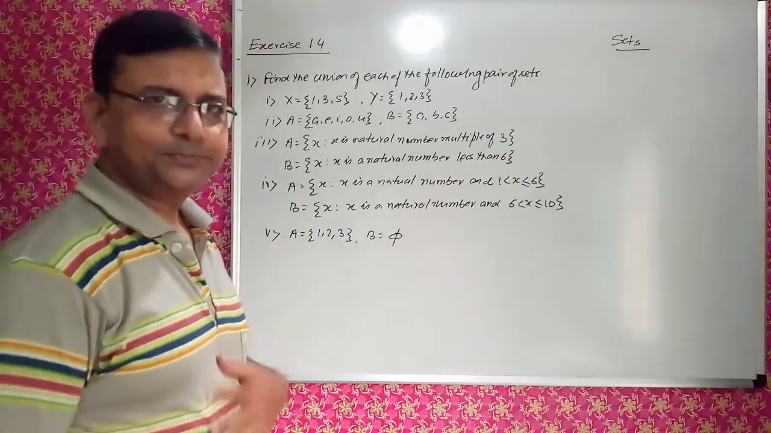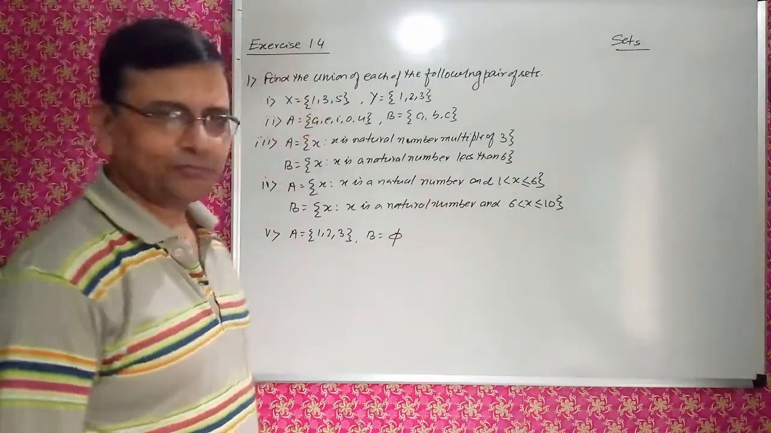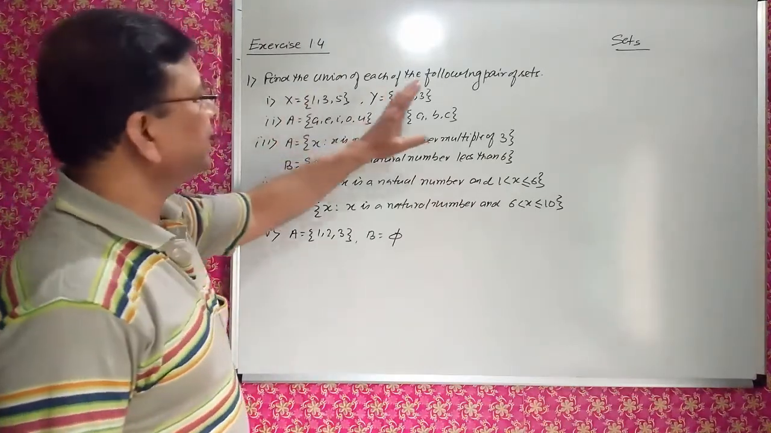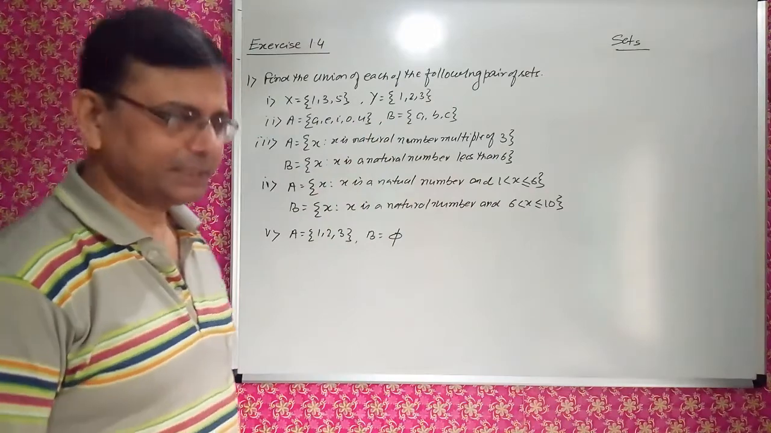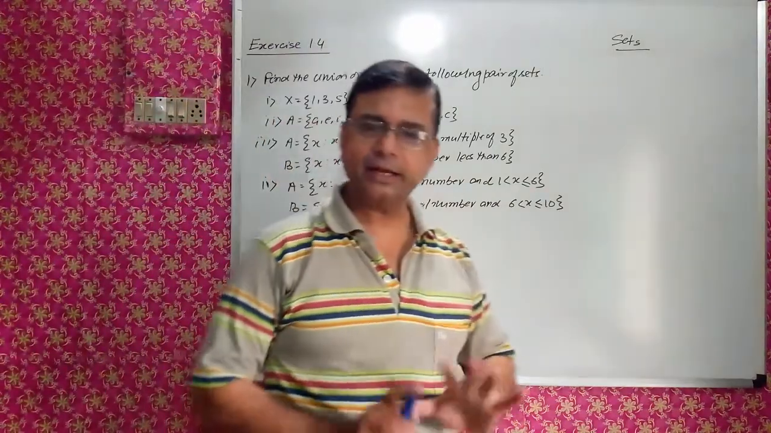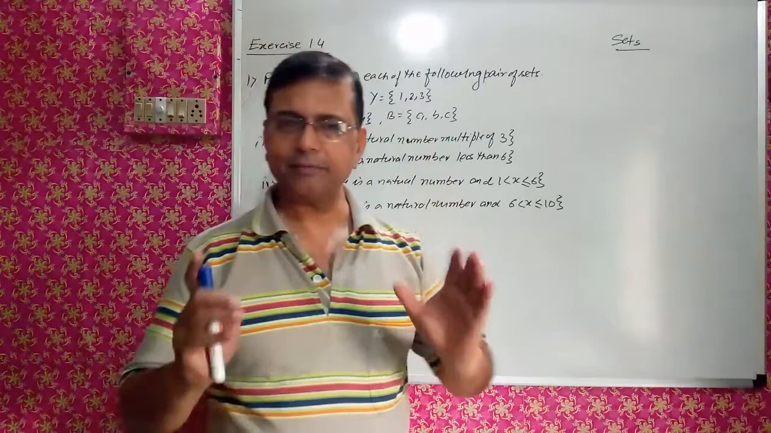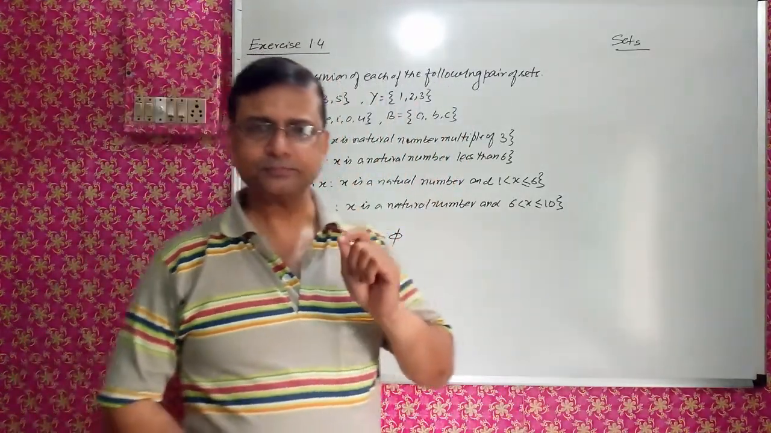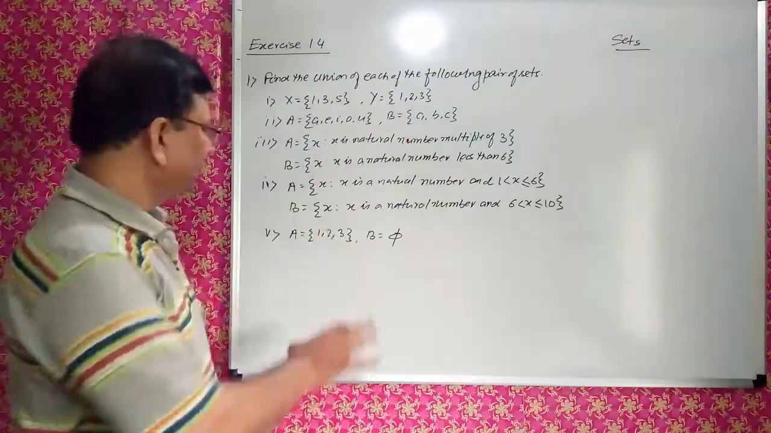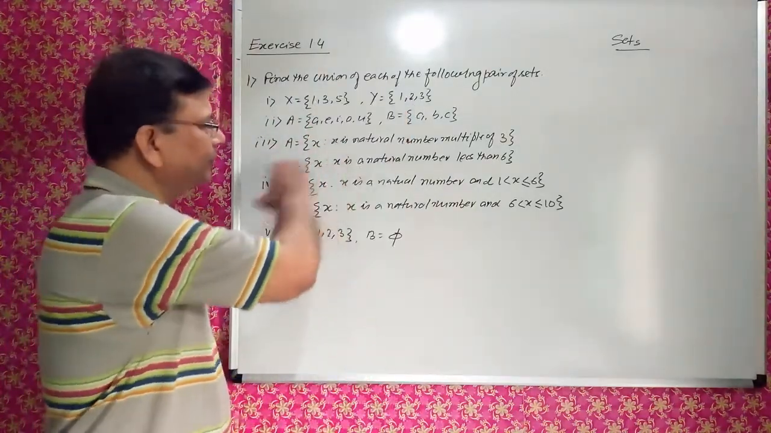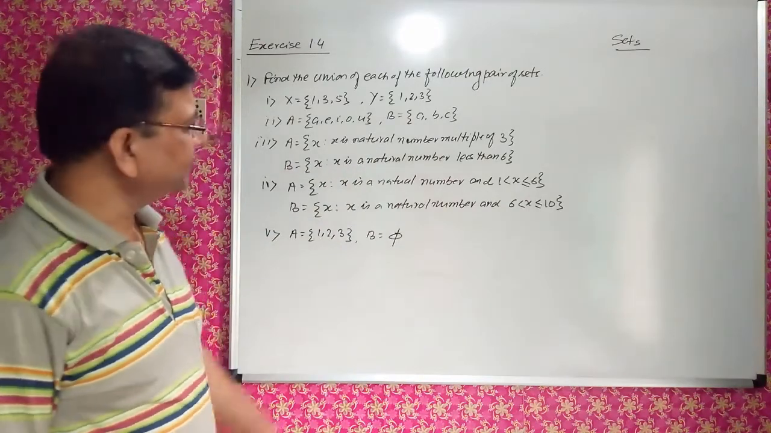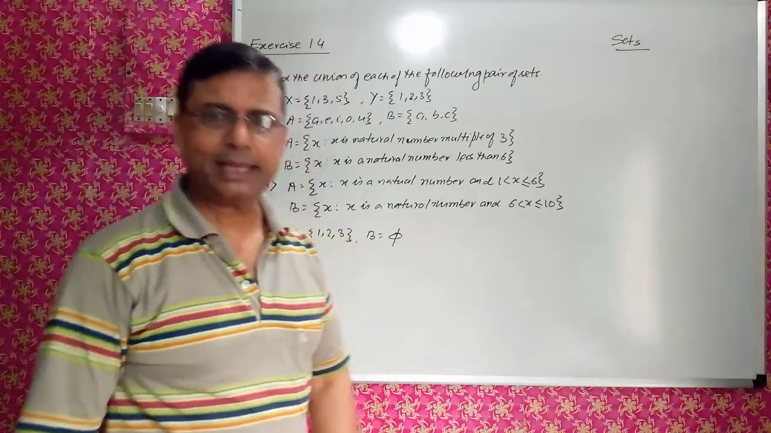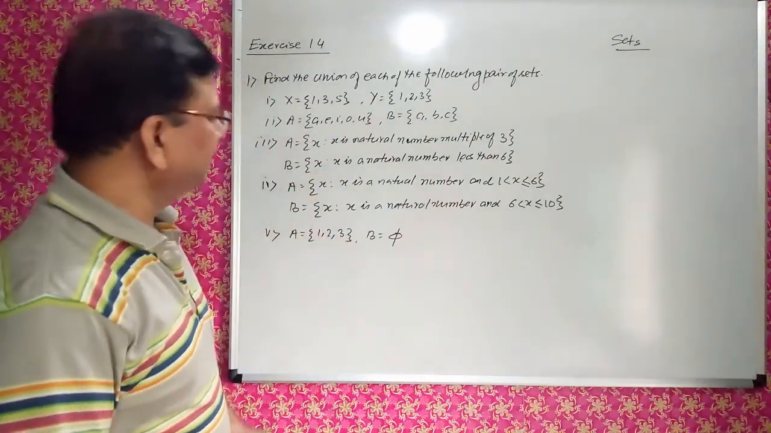So we will start exercise 1.4 of your NCERT book of standard 11. Find the union of each of the following pair of sets. So union, intersection, difference, etc., I have explained very nicely by giving the example of sets by listing method. Wherever sets are given in set builder form, first we will convert them into the listing form, then finding the union becomes easy. So first question I will take.